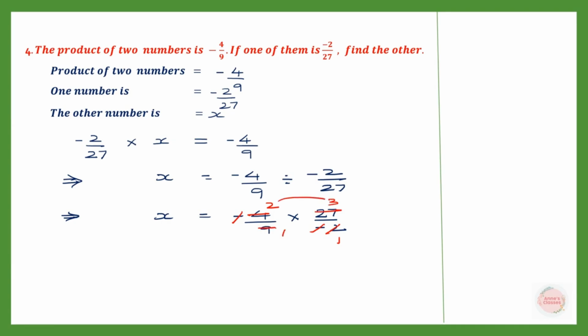Now let's multiply the numerators and the denominators. So now we can find the value of x. X is equal to 2 threes are 6 in the numerator, 1 ones are 1. So x is equal to 6 by 1, or x is equal to 6. So what is x? X is the other number. We said let the other number be x because we have to find that. We have found it to be 6. So let's write it here. The other number is 6.